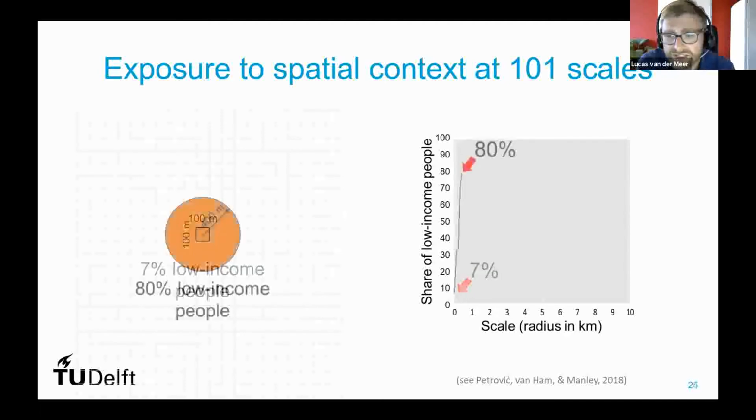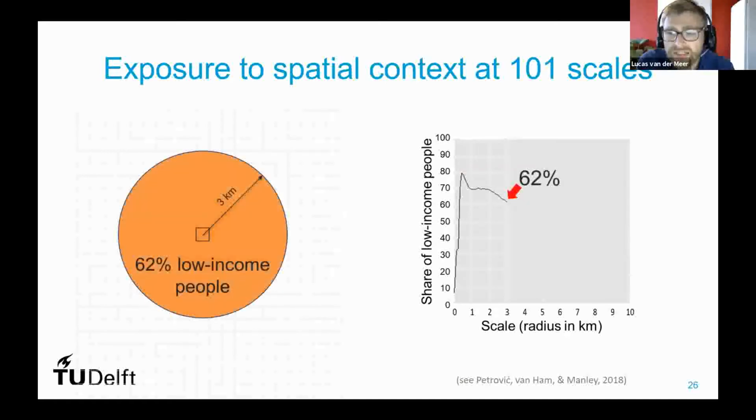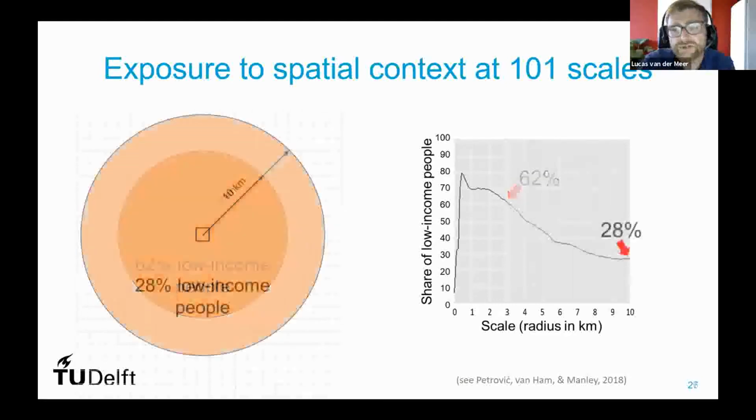And if she increased, for that same point, the size of the square, or actually it's a circle, to 400 meters, the share is 80%. For 3 kilometers, it's 62%. And for 10 kilometers, it's 28%. What this creates is an image of the composition of a neighborhood. If you look at 101 different scales for the very same point, you get very different results.